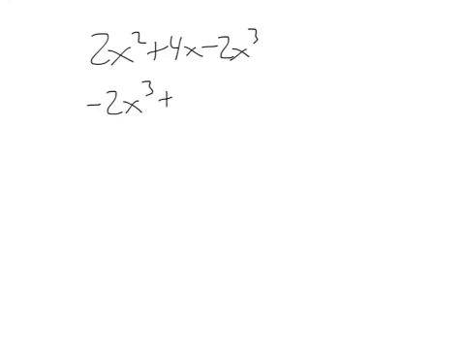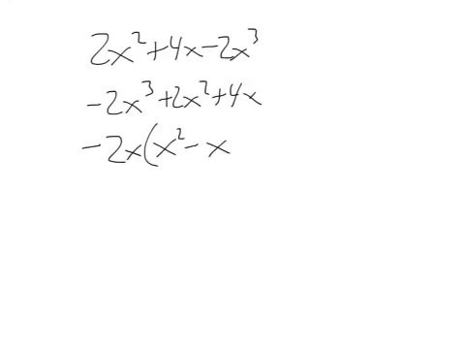Okay, I'm going to start that back here because I think that was kind of confusing. So it was 2x squared plus 4x minus 2x cubed. I'm going to rearrange these to put it in standard form. And I'm always going to look for the GCF first. So I'm going to pull out a negative 2x. So I'm going to have x squared minus 1x and then minus 2.